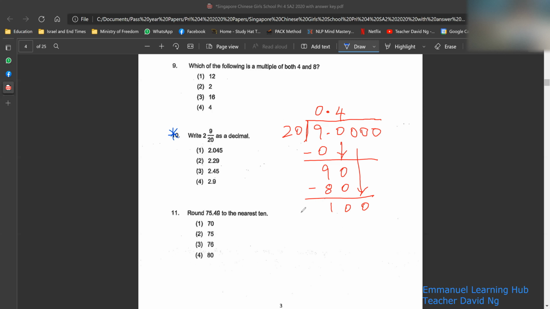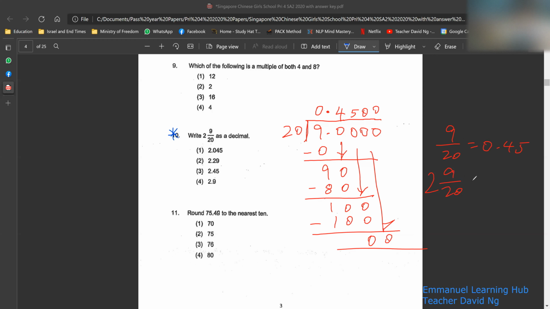One hundred divided by 20 is how many? Not 500. My son says 5. So 100 divided by 20 is 5. 5 times 20 is 100. So remainder 0. I bring down 0, divided by 20 is still 0. So it will always be 0. So you can see it's 0.45. In other words, you can conclude that 9 over 20 is 0.45.